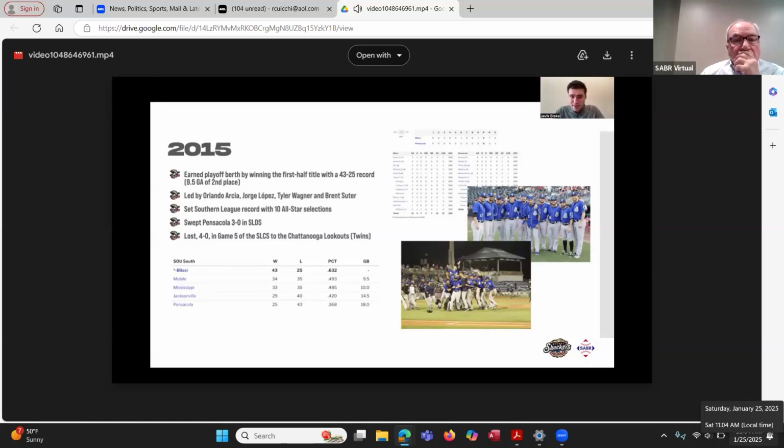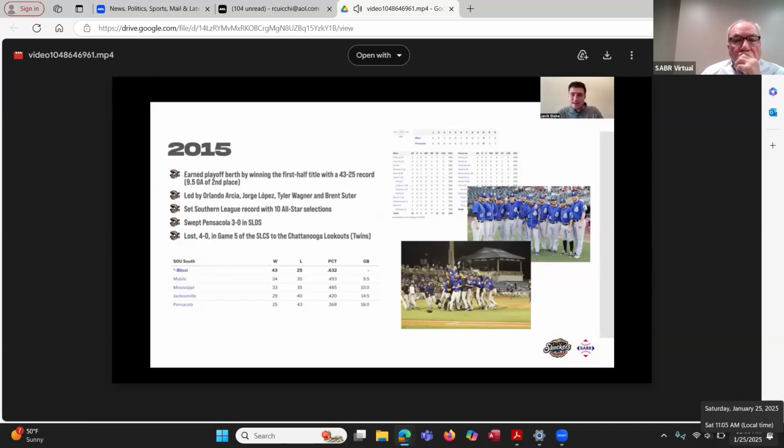Now, this team was loaded, and also the fact that back when they used to have this Southern League All-Star game, inaugural season, they had 10 different All-Star selections, and there is the entire cast of characters who participated in the All-Star game in Montgomery, and then they made the playoffs. Now, there's one consistent thing in Shuckers franchise history: anytime they face Pensacola in the playoffs, they're going to win the series. They swept them 3-0 in the Southern League Division Series, and they got to Game 5 against the Chattanooga Lookouts in the 2015 Southern League Championship Series. And what is unfortunately a common theme throughout this presentation, Shuckers came up short.